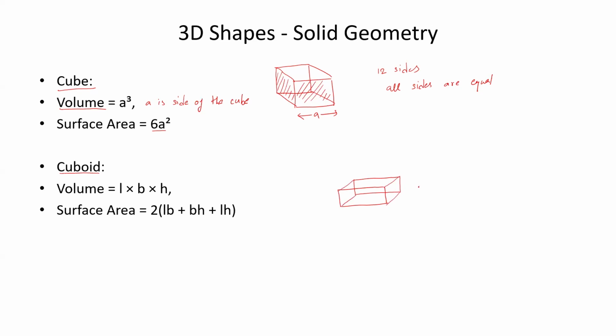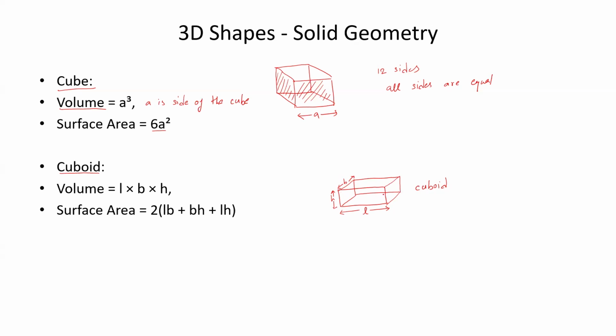So this is a cuboid. And this is length. One side is this, one side is this, and one side is this. So let me call this side L, meaning length. This side H, meaning height. And let's say this side is B. You can see that?